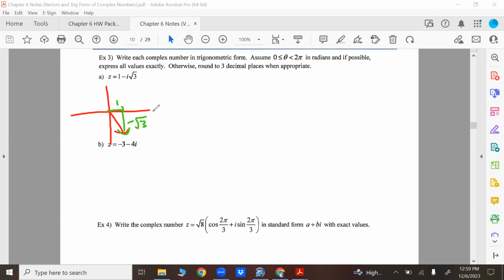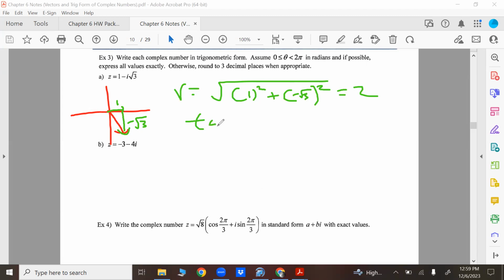Yeah. So how do you do it? Well, r equals root 1 squared plus, and you put b in, not necessarily i in, even though it doesn't matter because, well, actually, no, it would matter because i squared is negative 1. So you don't put i. You just put the b value, which is negative root 3. So you should get 2.